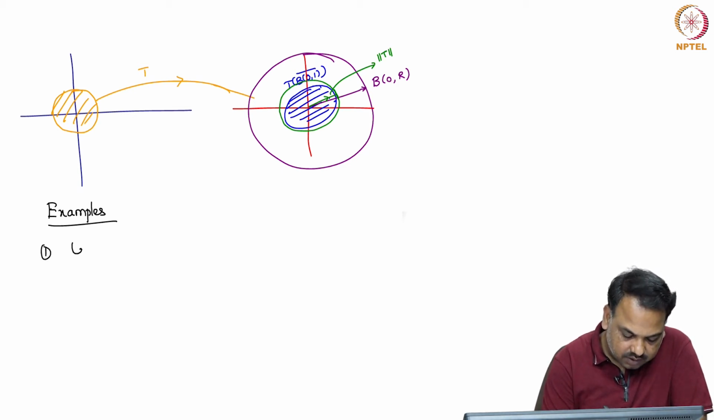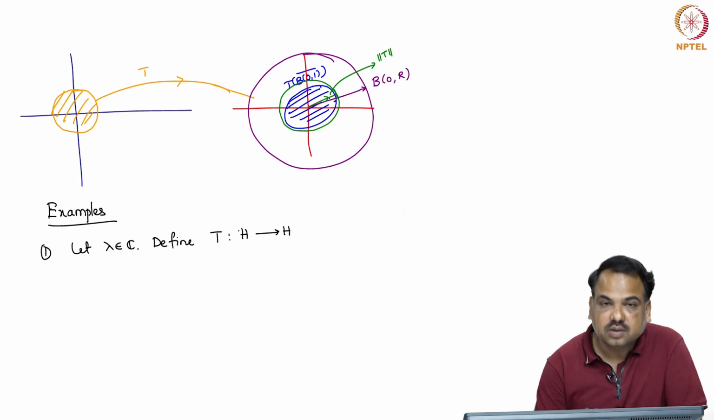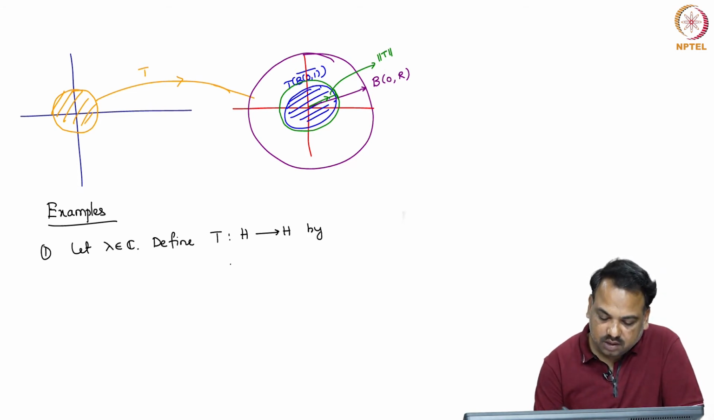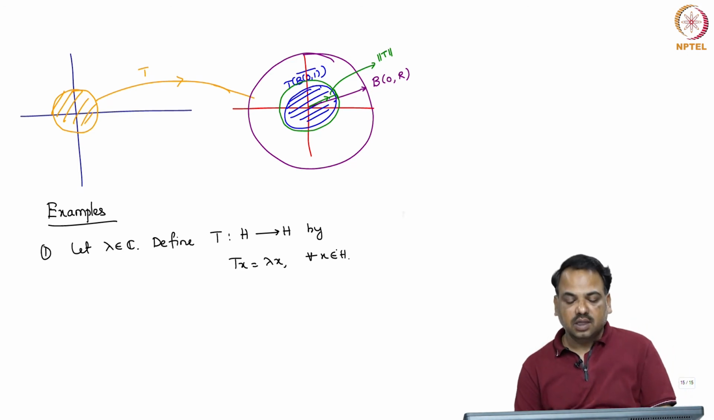The first one, let us fix a complex number lambda, and define T from a Hilbert space H into itself by Tx equals lambda x for every x in H. This is nothing but a scalar times the identity operator. So, depending on lambda, you will get an operator. For example, when lambda equals 0, you will get the 0 operator. When lambda equals 1, you will get the identity operator.